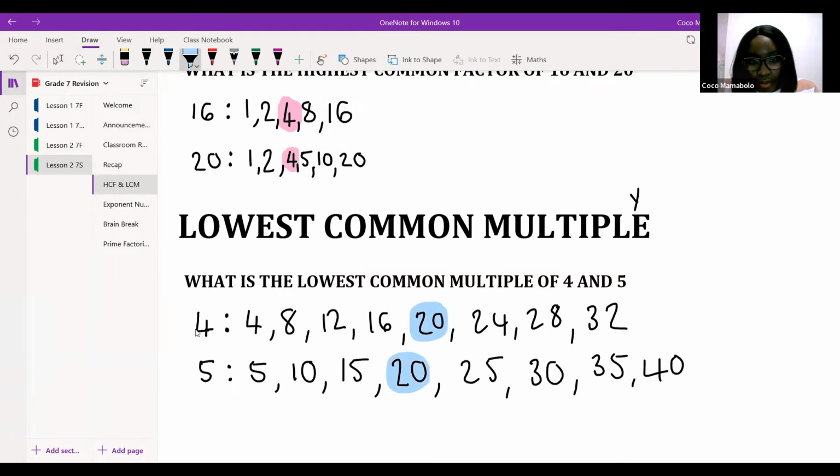Okay. That's it. Because over here, there's nothing that they have in common. The first number that they have in common is 20. Okay. And that's how we find the lowest common multiple.